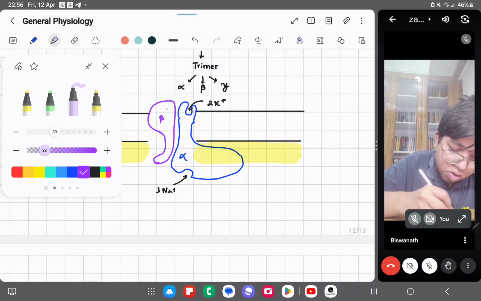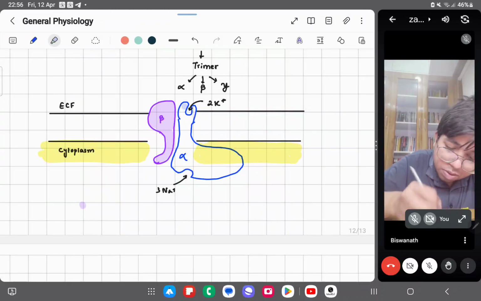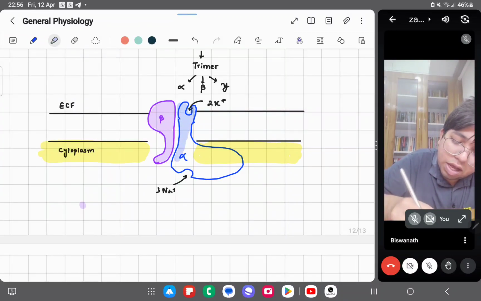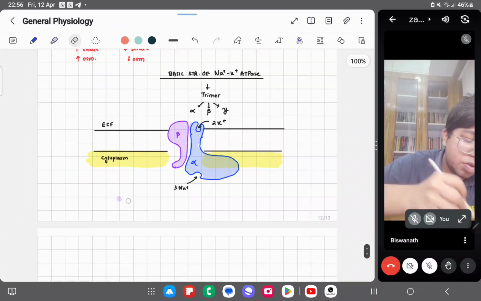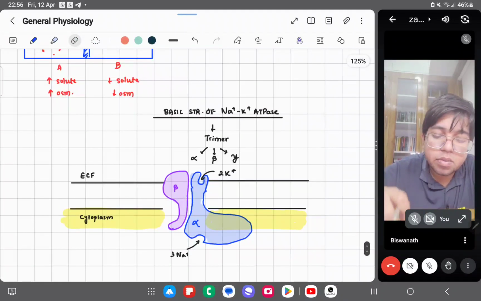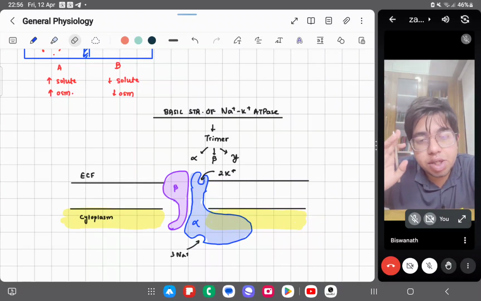If you want to make your notes colorful, you can color these parts. I just like coloring things up. So if I'm wasting your time, you can stop me. Just a shoe type of structure. This is the basic structure. I'm not going into the molecular weight and all those details. It's a basic structure.